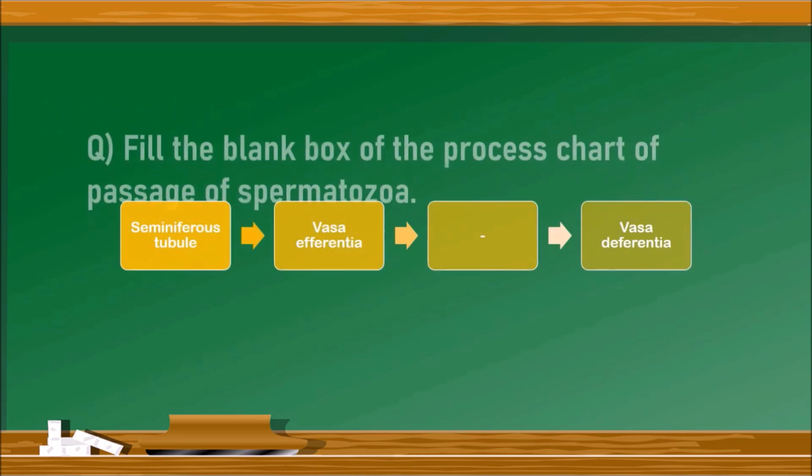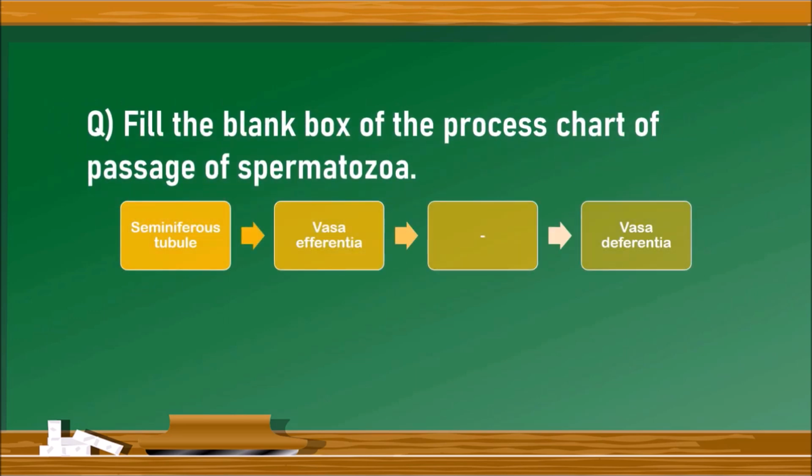Next one. Fill the blank box of the process chart of passage of spermatozoa. This process chart represents the movement of spermatozoa in the male reproductive system. The sperms are produced in seminiferous tubules. They will be collected by the vasa efferentia. From vasa efferentia, they will enter into the epididymis, through which they transfer through the vas deferens. So the answer is epididymis.